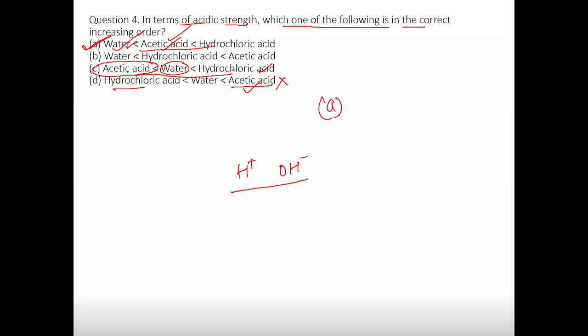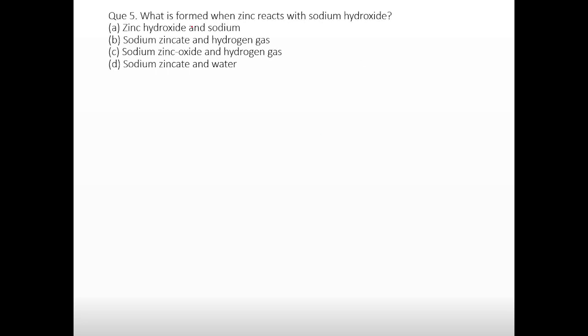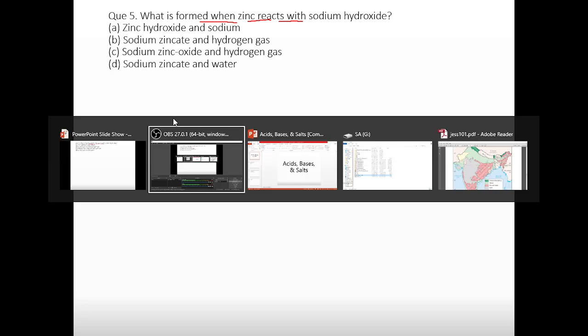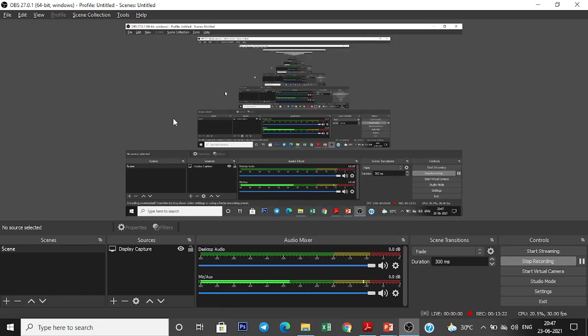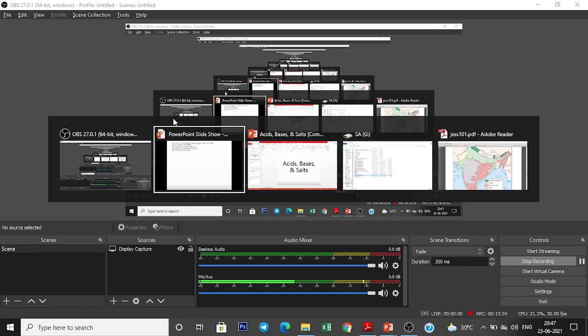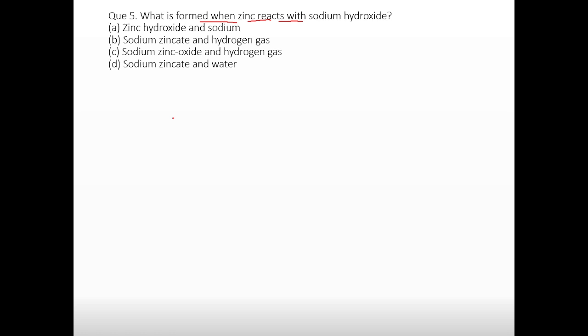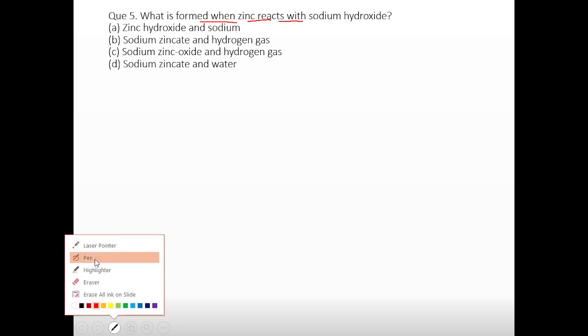Clear? Okay, now moving to the fifth question. What is formed when zinc reacts with sodium hydroxide? We need to understand one very simple thing, that is the reaction. What is the reaction of zinc with sodium hydroxide? So let's do that.